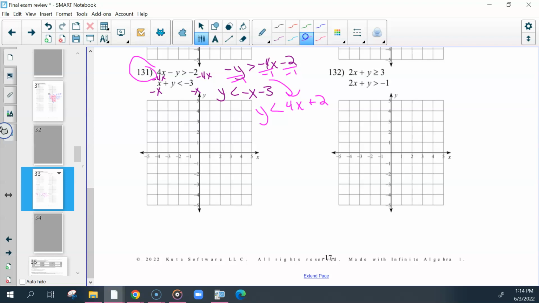And then we can graph both of these. This one would start at 2 and go up towards the right, down toward the left. This would be a dashed line shaded below. So again, below would be underneath the y-intercept, so all of this.